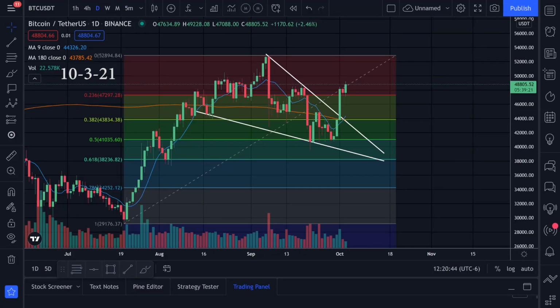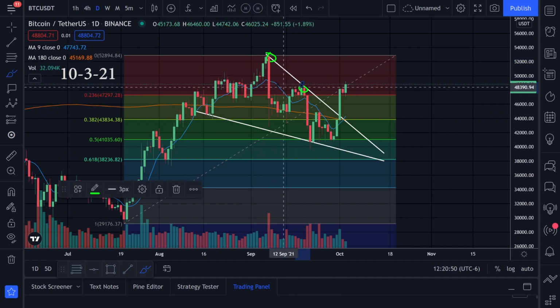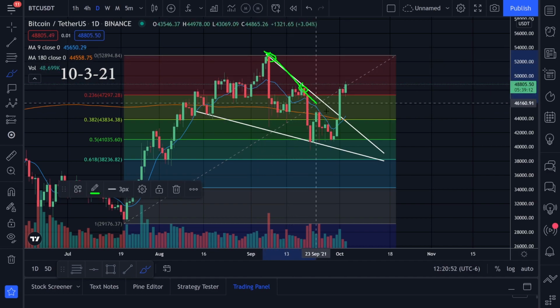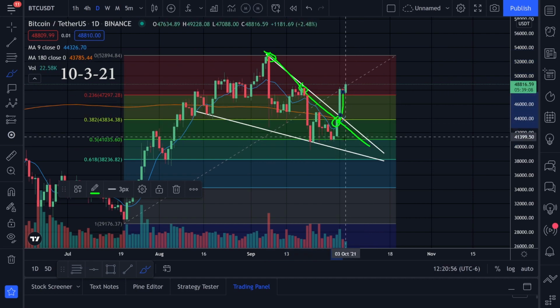Let's check out the chart action for Bitcoin. Okay, so here's what I'm looking at on the Bitcoin chart. So we had resistance right here, resistance right here. This is the main thing I've been watching, that downtrend right there. We actually broke that downtrend to the upside right there.